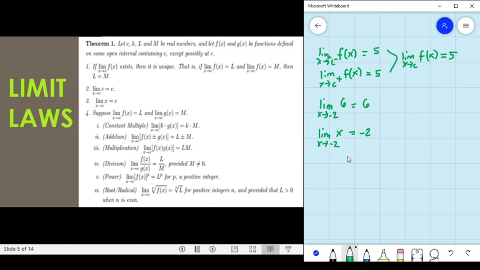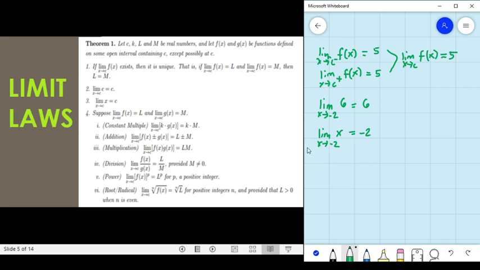And then number 4: suppose that the limit of f(x) as x approaches c is equal to L and the limit of g(x) as x approaches c is equal to M. For the constant multiple, the theorem is that the limit of k times g(x) as x approaches c is equal to k times M, because the limit of g(x) as x approaches c is M.